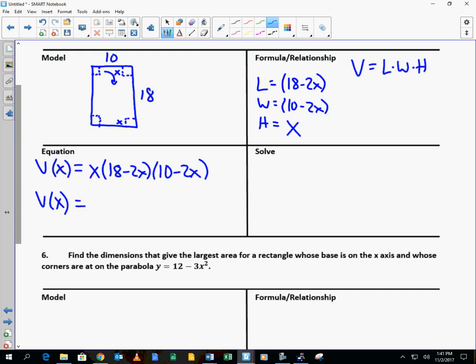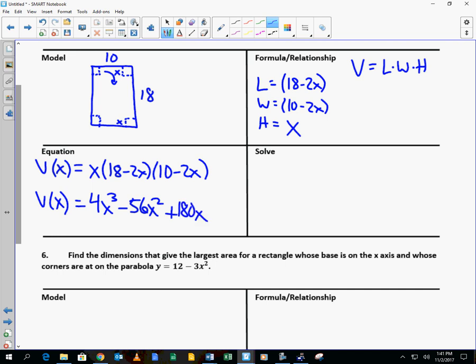Okay. So negative 2x and negative 2x make 4x squared times x, 4x cubed. Okay, let's do the inside and outside. Inside gives us negative 20x, outside gives us negative 36x, so that makes negative 56x multiplied by the x, negative 56x squared. And then 18 times 10 times x is 180x.